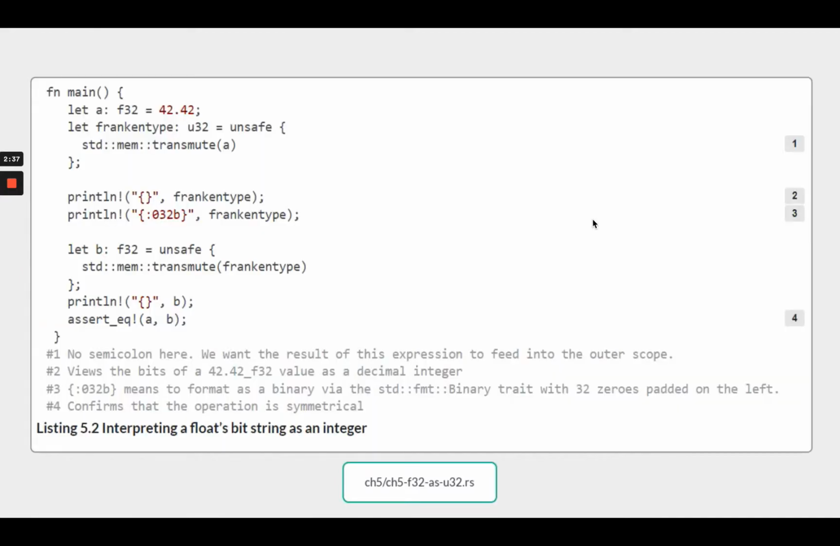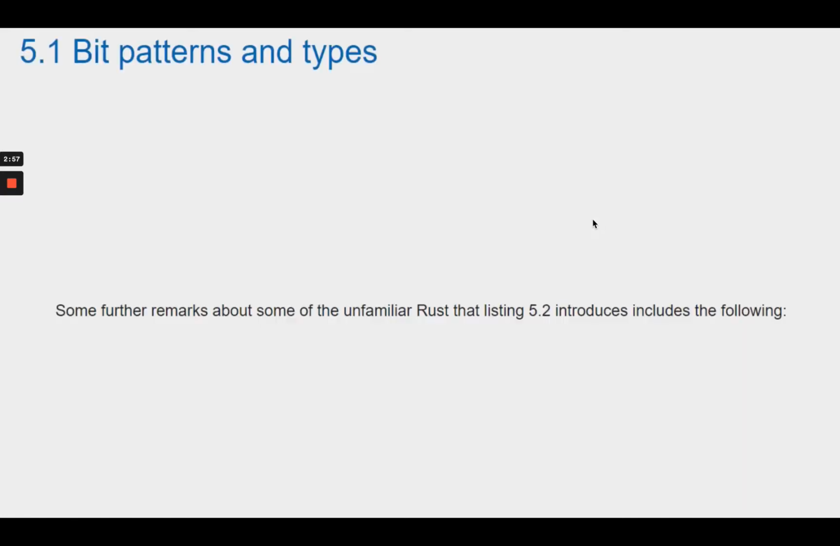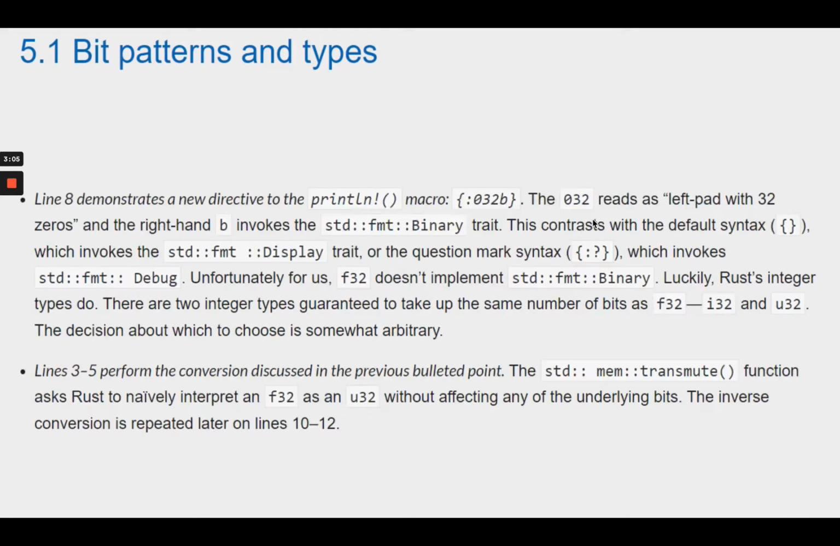We can take this process one step further. What happens if we ask Rust to treat a bit pattern produced by one type as another? The following listing provides an answer. The source code for this listing is in this file. When compiled and run, the code from listing 5.2 produces the following output. Some further remarks about some of the unfamiliar Rust that listing 5.2 introduces includes the following.